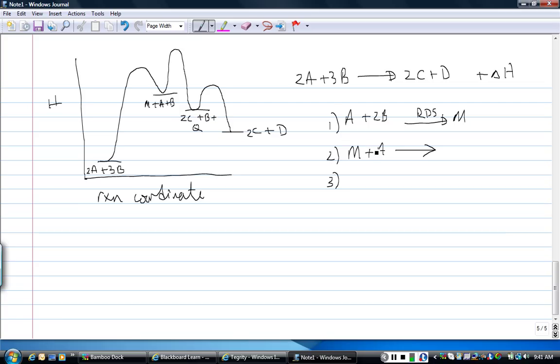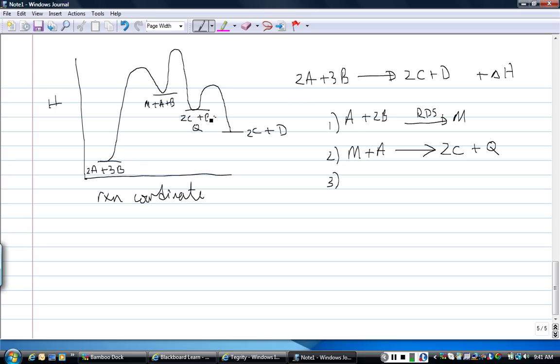What did M plus A give? Well, who is new? There are 2 C's and there's Q. So I made 2C plus Q. Fine. What happened in the third step? Well, there's 2 C's here, but they're also in the product, so 2C did not react. So I made one of my products, well technically 2 of my products, and that's okay as long as they are formed after both A and B are involved in the reaction.